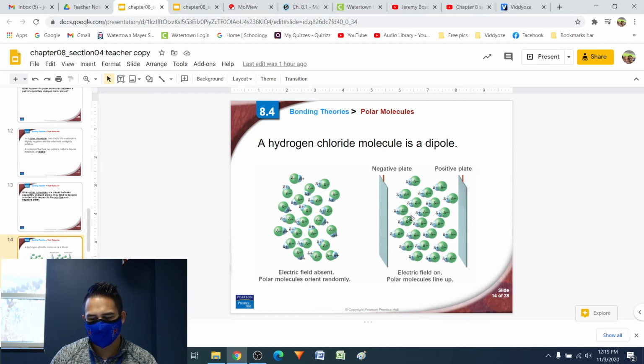The slightly positive end is going to shift and point towards the negative plate, and the slightly negative end is going to point towards the positive plate. This is really interesting because it allows us to image things using polar molecules.